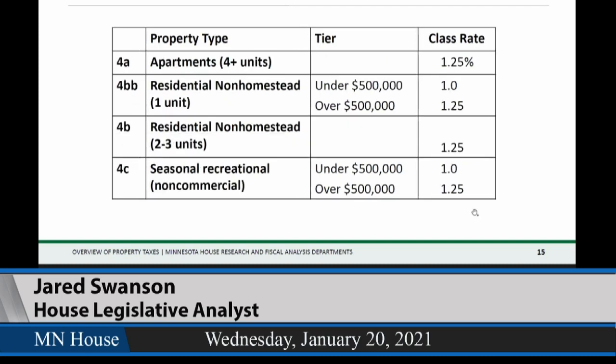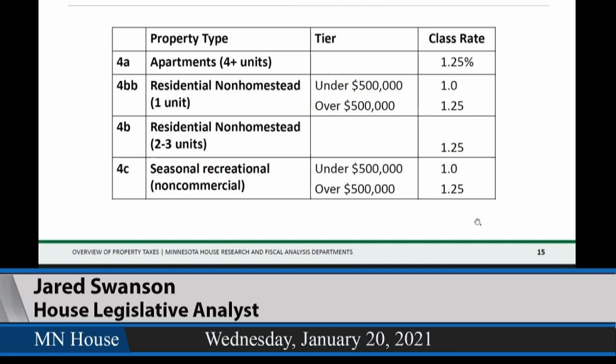And this slide just shows a few more common property tax classifications. Again, this is not a list of all of the classifications. This is just a few more of the common ones. A thing to note is that some property types, like apartments, just have a flat rate on the entire value of the property, whereas other properties like cabins, which is the seasonal rec 4C, have sort of that 2-tiered class rate system like homesteads do.